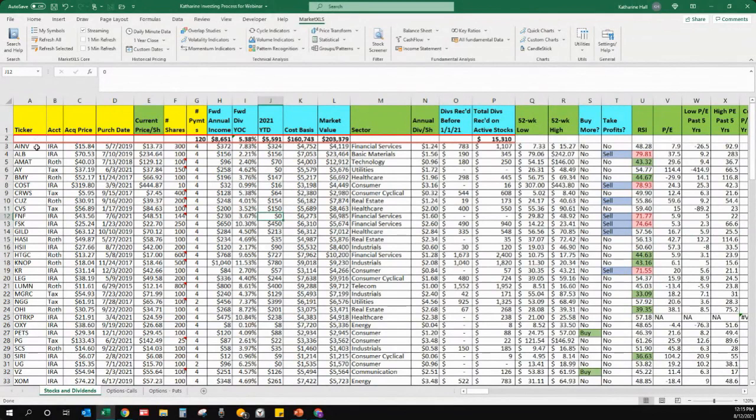The yellow fields are the information that I have entered in about my portfolio. So, for example, I bought some stock called AINV, and it's in my IRA. This is what I paid. This is when I bought it. And then the current price is this. So you can see I've lost some money on these shares. I have 300 shares, and they pay a dividend 4 times a year.